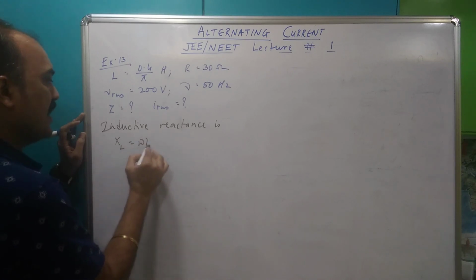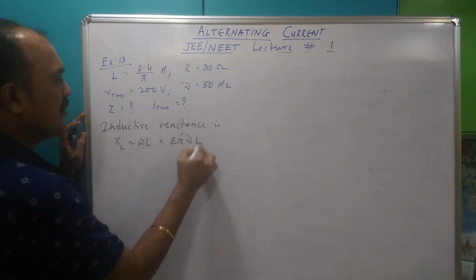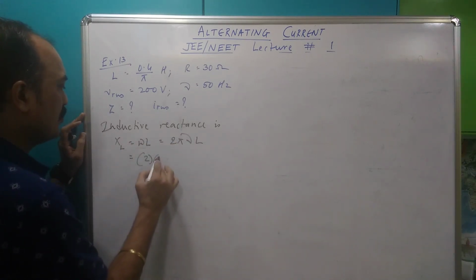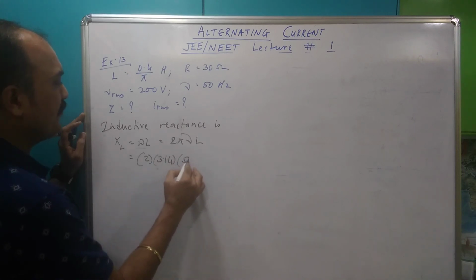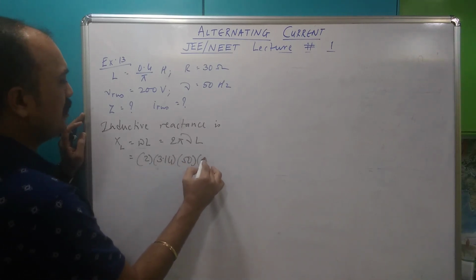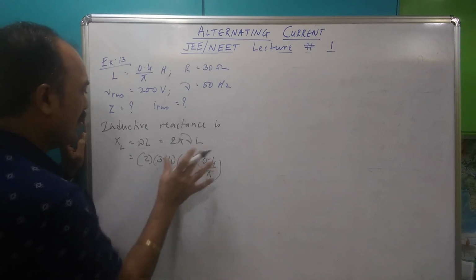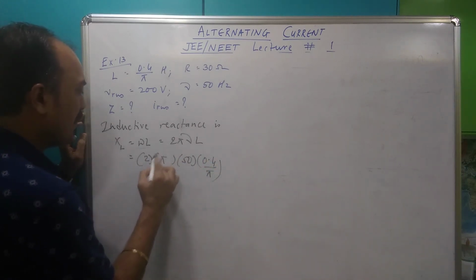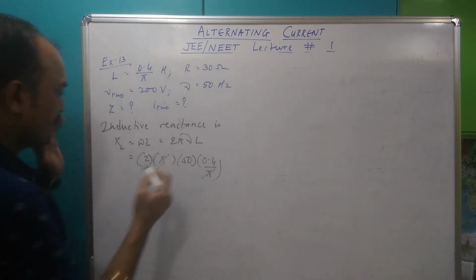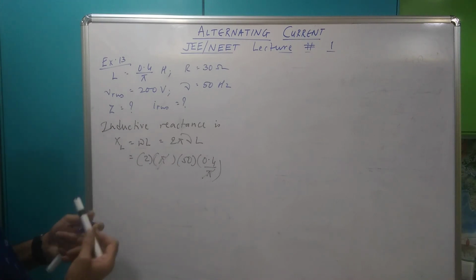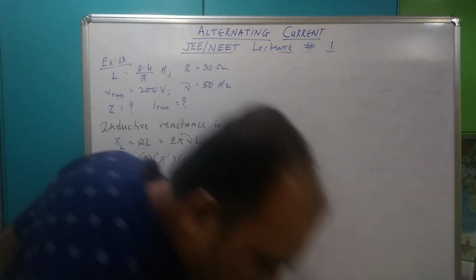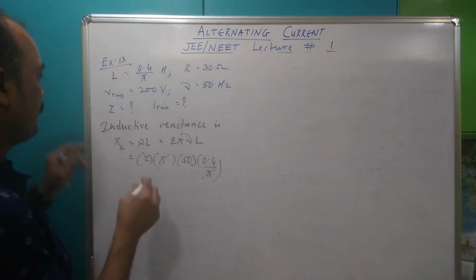XL is omega L, which is 2 pi nu into L. So 2 into 3.14 into 50 into L. L is 0.4 by pi. Oh wow, then we should not have put pi. Pi goes away. And what are we left with? 50 times 2 is 100, and 100 into 0.4 is 40.